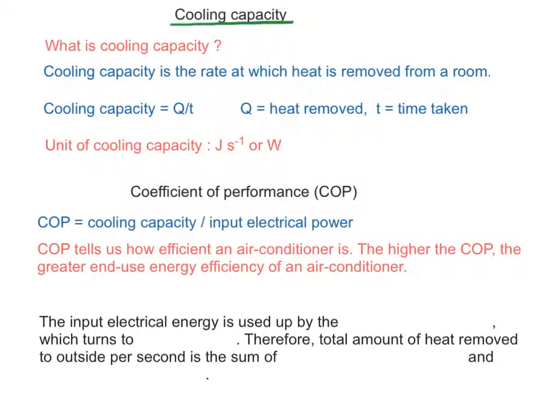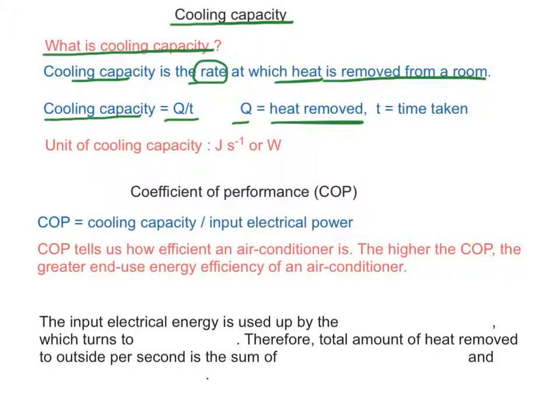Cooling capacity. What is cooling capacity? Cooling capacity is the rate at which heat is removed from a room. We have cooling capacity equal to Q over t, where Q is the heat removed and t is the time taken. The unit of cooling capacity may be joule per second or watt.